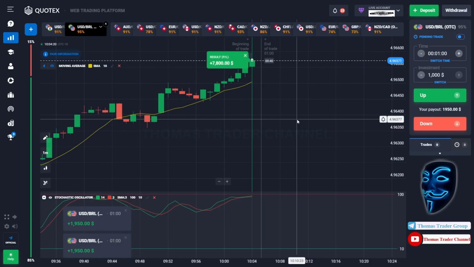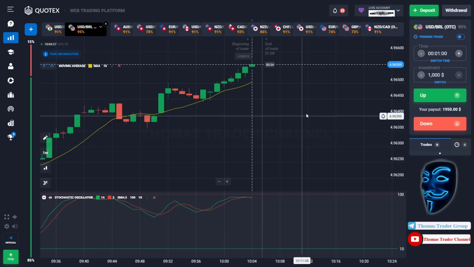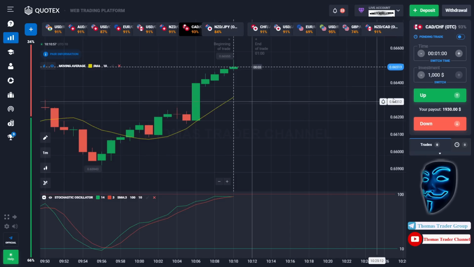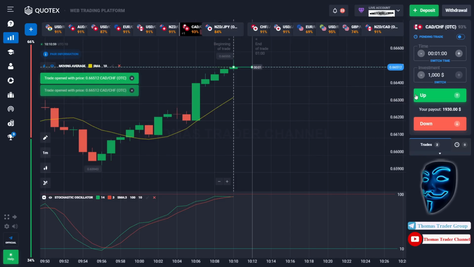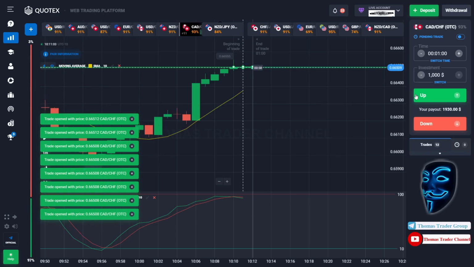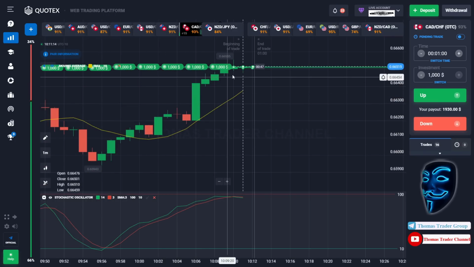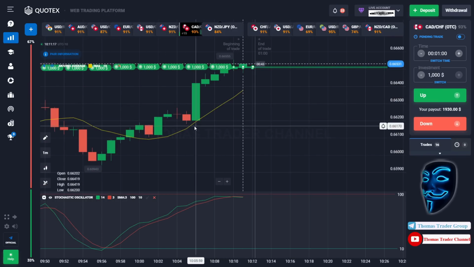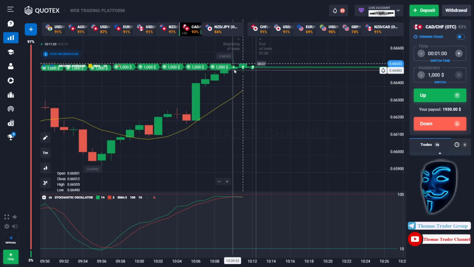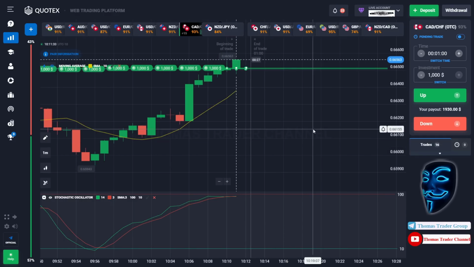We made a right prediction over here. We made a profit of $15,000. Let's find the other market. Over here we can open buy for 1 minute. We will open 15 positions of $1,000. As you can see, the market is going bullish and the market has just made a rebound on the moving average line. I'm sure that the market will still continue the bullish trend and it will find the offerable area over here before it makes a rebound. Let's prove it and let's wait till the end of our trade.